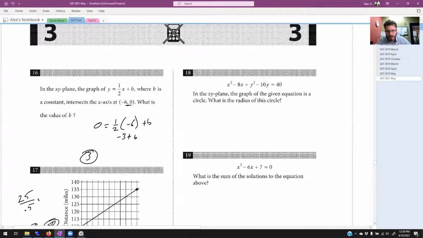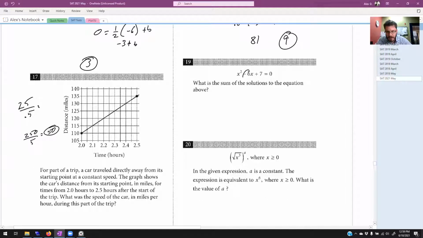Let's see, completing the square question, we're looking for the radius, so all we care about is this side over here. So to complete the square, we take half this term and half that term, square them and add them. So negative 4 squared is 16, negative 5 squared is 25, add that to 40, and take the square root of it, and that's your radius. So that is 65, 75, 81, square root of that is 9.